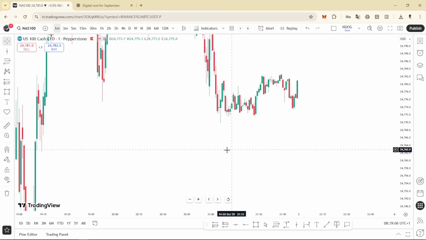So let's just say where we had this low right here. If we want to count the time, we would look at 2106, right? 2106. And then we add 2 plus 1.